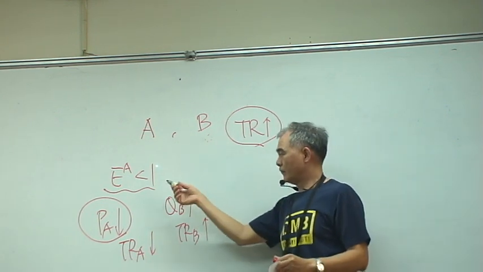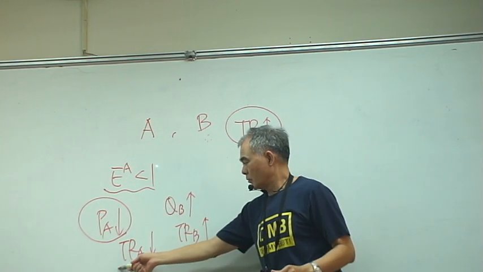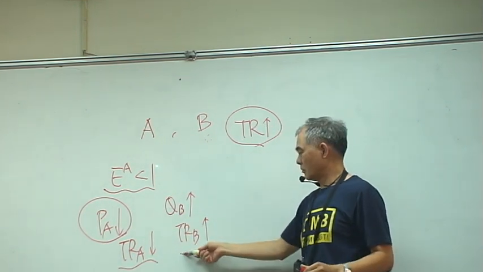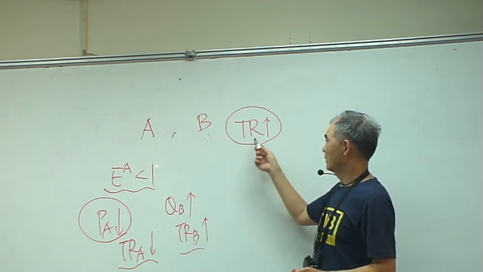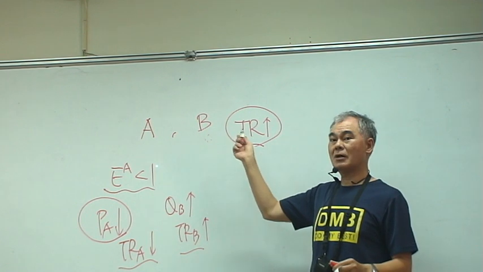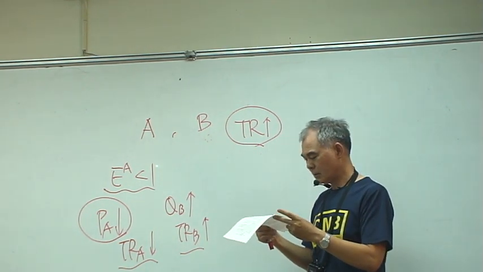And for choice B, it's the same thing. Total revenue of A is down, total revenue of B is up. So do you know for sure that the total revenue of A and B will go up? No idea. So let's check C.